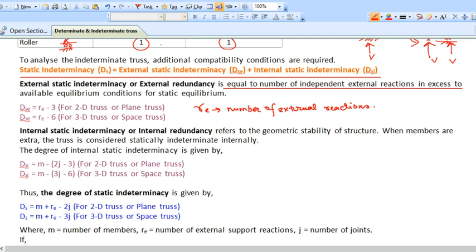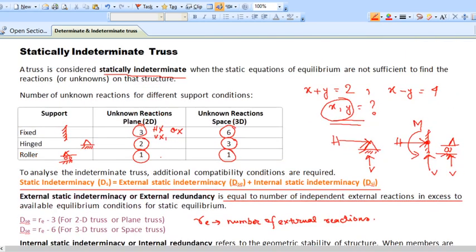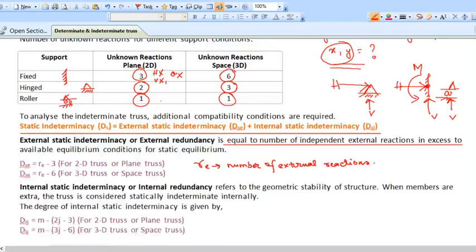These external reactions which we already saw, in case of fixed for 2D it is 3, hinge it's 2 and roller it's 1 in case of 2D, and in case of 3D it is 6 for fixed, 3 for hinged and 1 for roller.